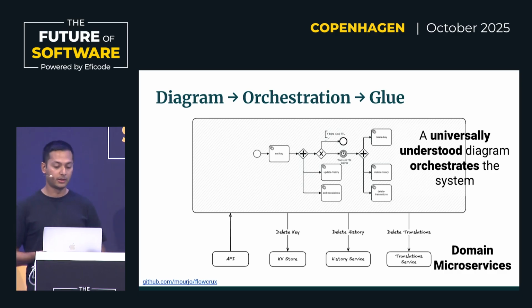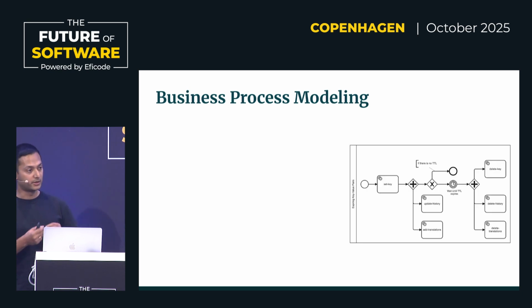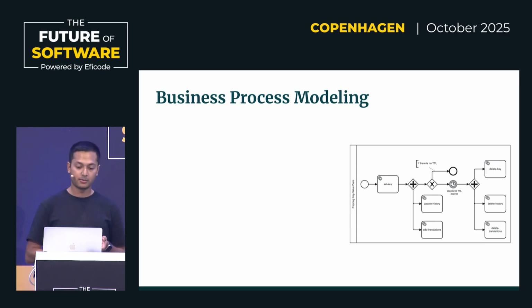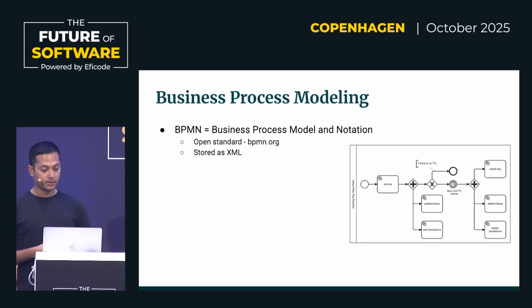And there's a lot of power in that, bringing everything together. This is called business process modeling, where we take a business flow or a user journey and we model it as a pictorial representation where each of these has a specific meaning. This notation is called BPMN. It's an open standard. It's available at bpmn.org.